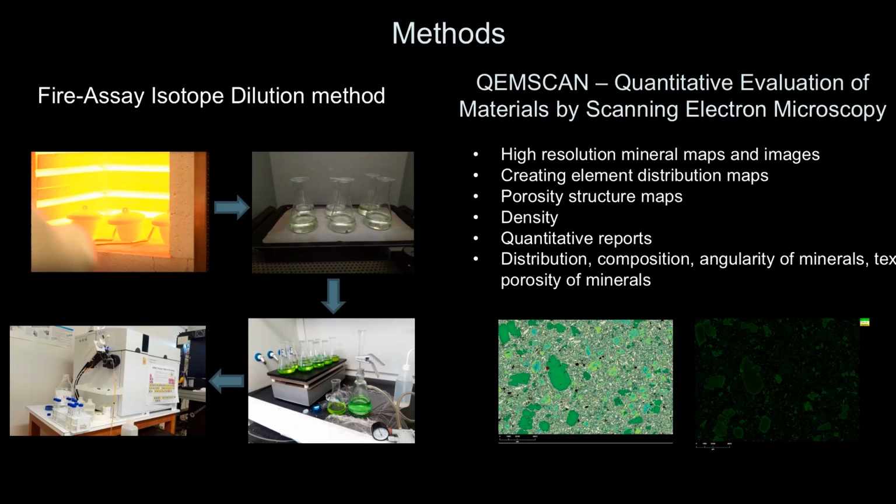Another method that I used for the study was QEMSCAN, which can provide different information, such as high-resolution maps and images of mineral and elemental distributions, porosity structure maps, and density of samples, but it can also generate quantitative reports.